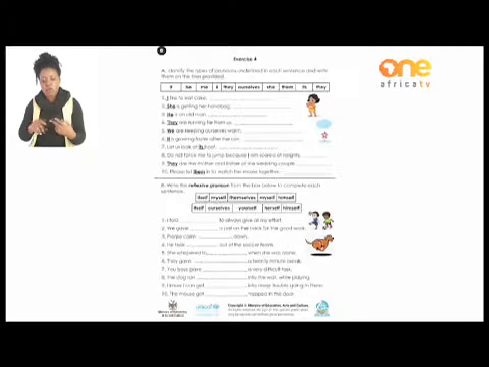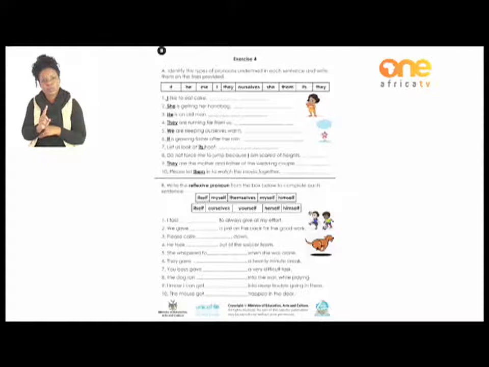Underneath number 10, there is also an activity that you will have to do. The instruction says, write the reflexive pronoun from the box below to complete each sentence. Now, the examples of reflexive pronoun are written in those small boxes that you see there. Number 1, I told to always give all my effort.